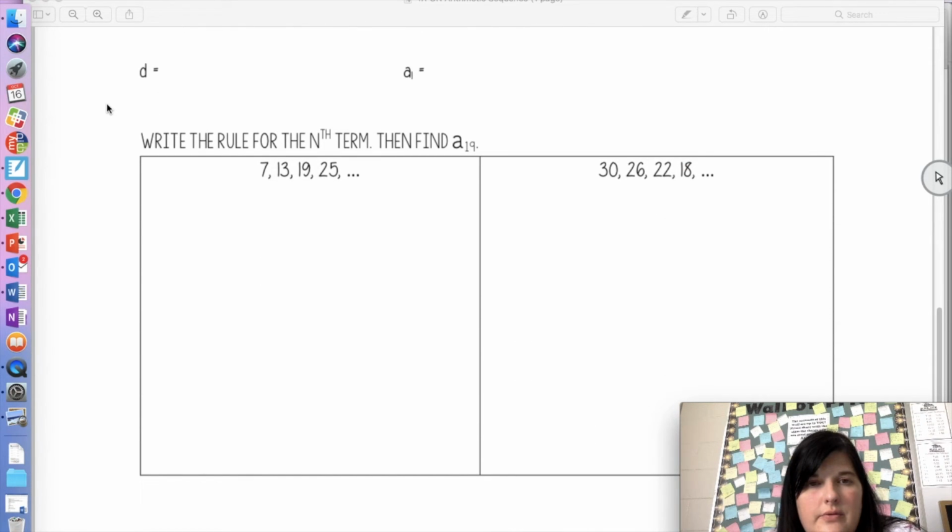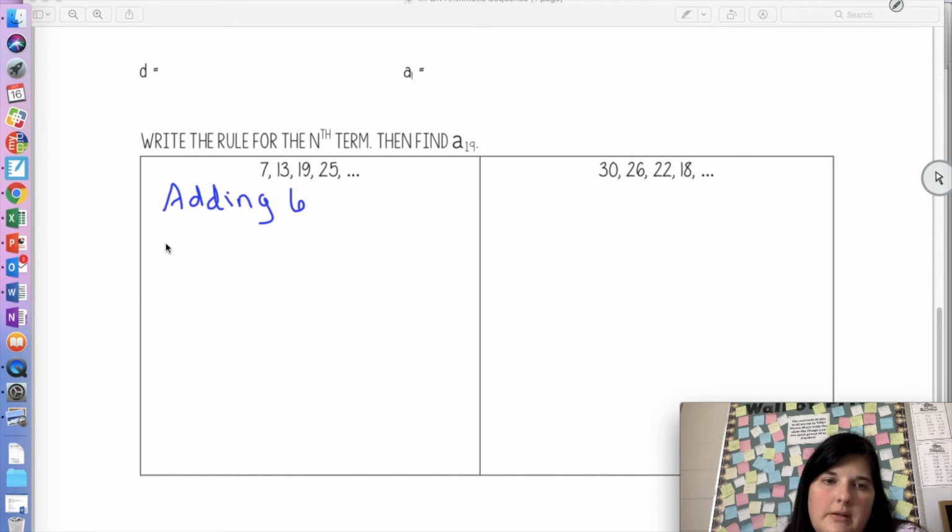So write the rule for the nth term, then find the 19th term. Do you see how they give you what the n term is? They're asking for the 19th number for each one. So the rule would be what the common difference is. So 7 to 13, 13 to 19, and 19 to 25 would be the common difference of adding 6 every time. So the rule is adding 6.